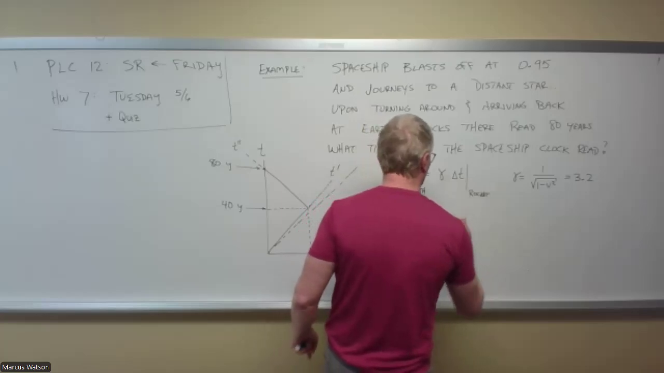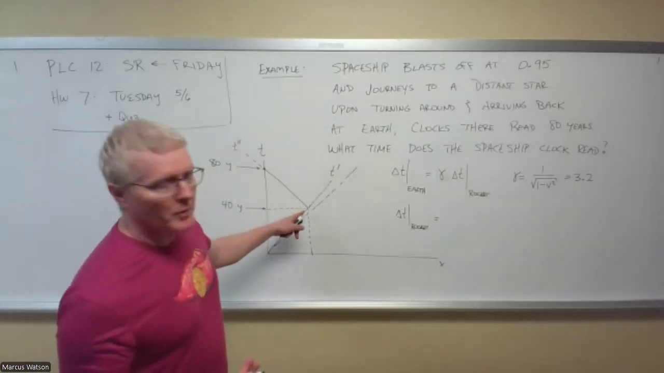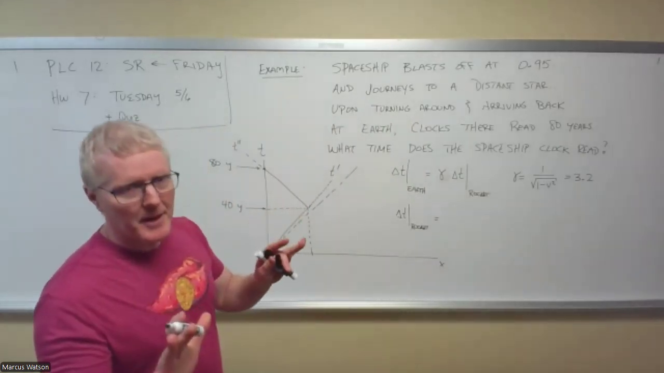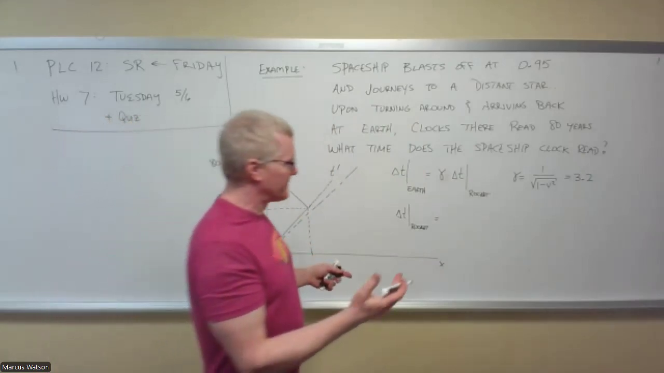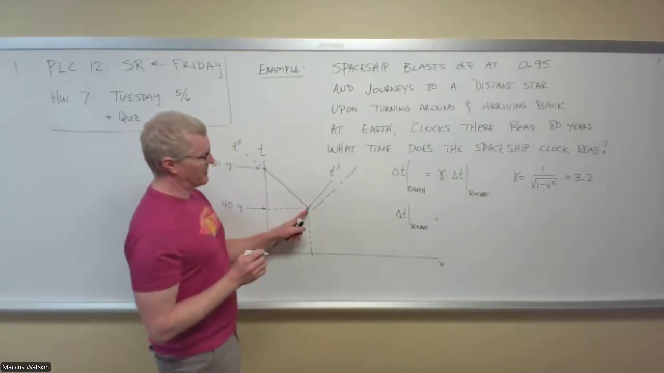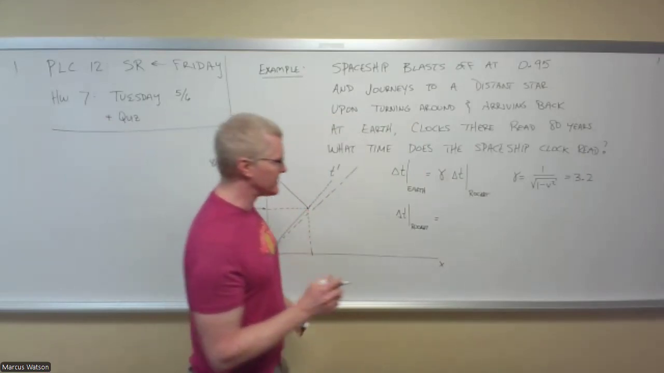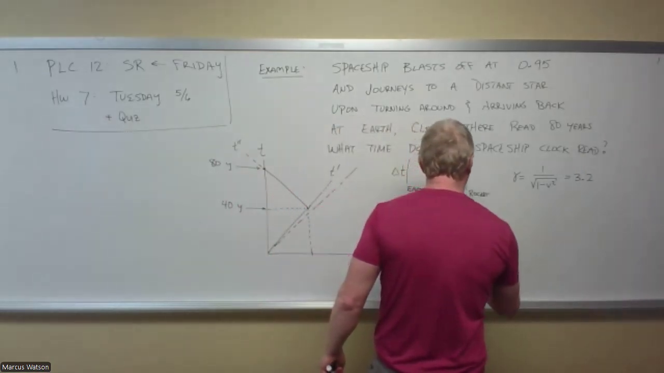So let's suppose that it's a one-way journey. Okay, let's take that back. It's not a one-way journey. Let's suppose I'm only going to calculate it for a one-way, and that way I will know what reading appears at this point on the t prime axis. So this is going to be 40 years divided by 3.2.